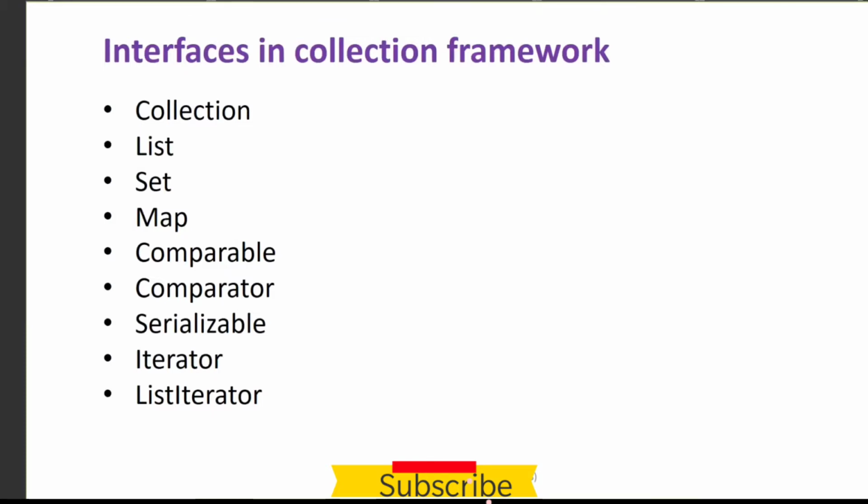So when I say I have some interfaces in my collection, I will list them like this: collection, list, set, map, comparable, comparator, serialization, serializable, iterator, and list iterator.